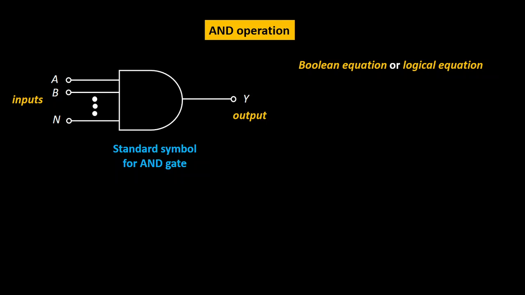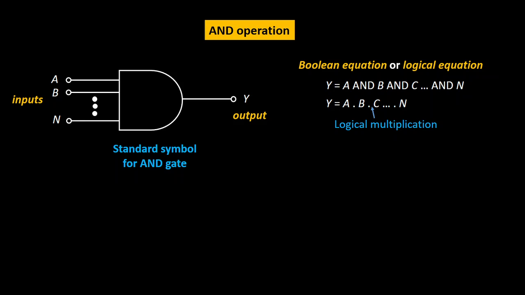Therefore, its logical equation, or Boolean equation as we also call it, is Y equals A and B and C and so on up to N. So if inputs are given to an AND gate, the output will be the AND operation between A and B, and C and D, and so on up to N. Symbolically, it is written as A dot B dot C dot dot dot up to N, where this dot represents a logic multiplication.